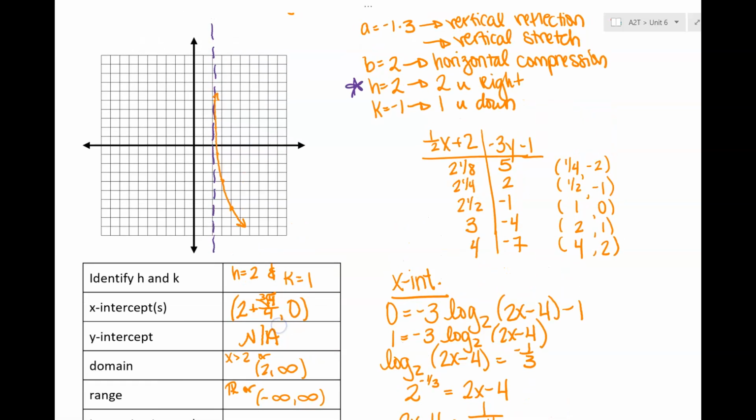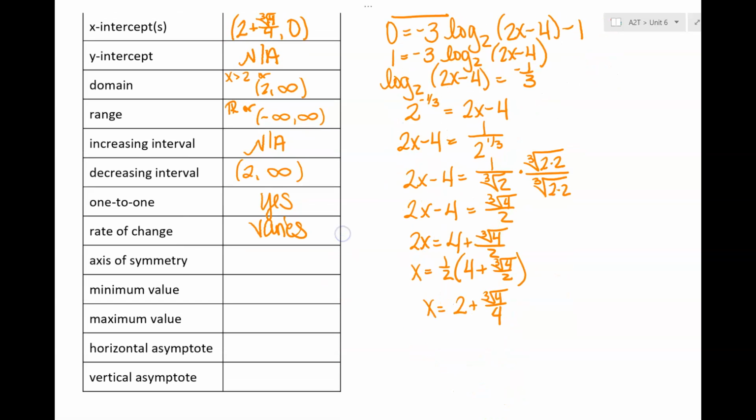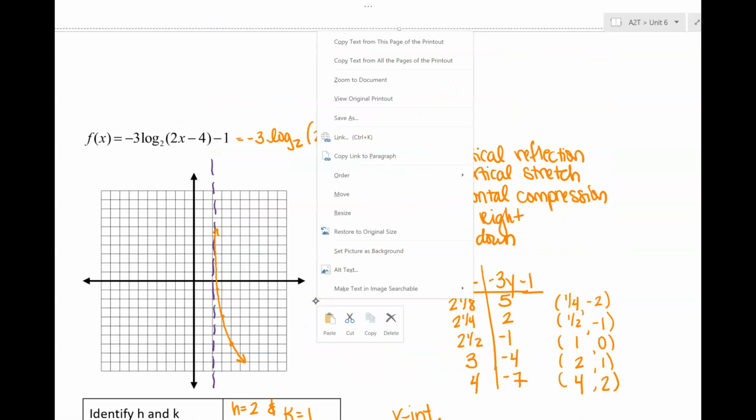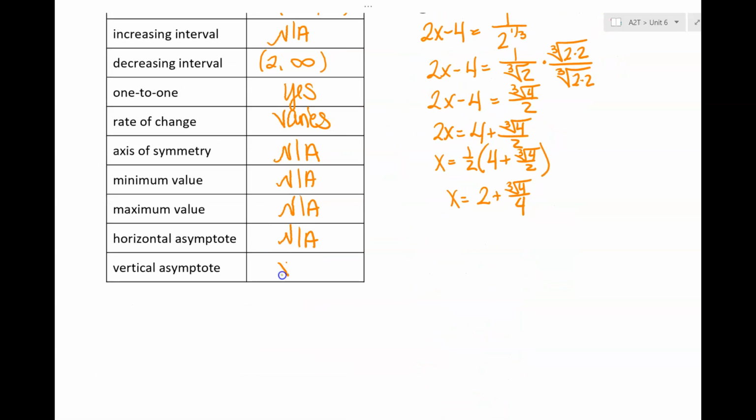Now, for increasing and decreasing, as x goes from 2 to infinity, remember you always use the domain. Good, our y values are decreasing. We have that reflection, so it's no surprise that that's going to switch from the parent function. It is 1 to 1. The rate of change varies. There isn't an axis of symmetry because it is not symmetrical. There isn't a minimum, nor is there a maximum value. There isn't a horizontal asymptote because this is not an exponential function, but because of our h value, we know that we have a vertical asymptote at x equals 2.